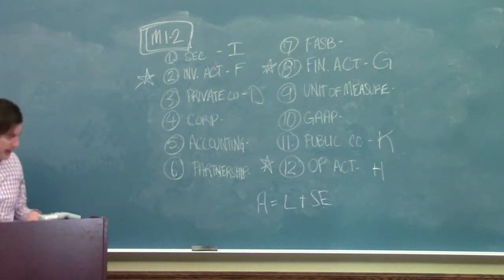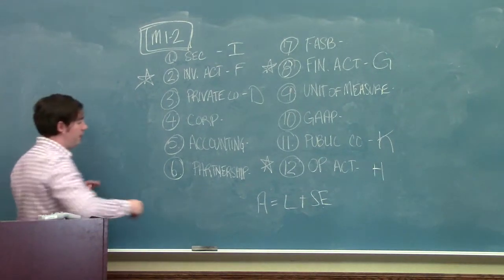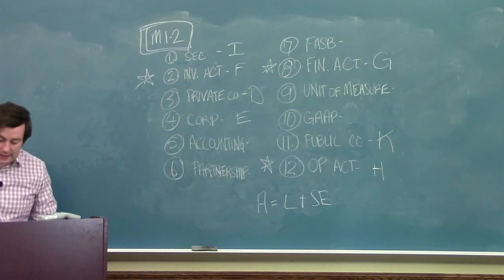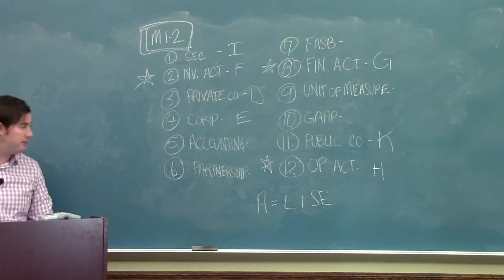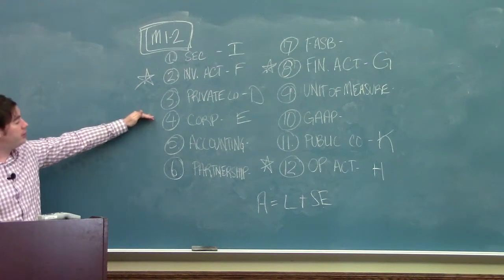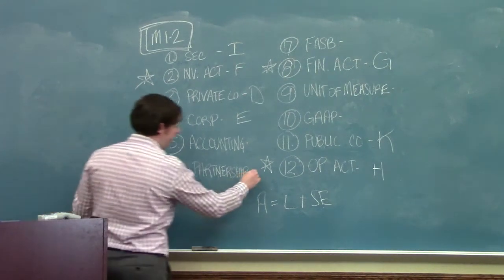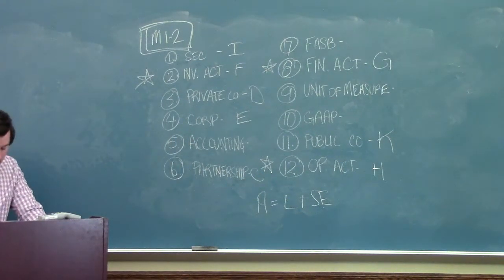All right, next is corporation. Corporation's denoted by letter E. Letter E indicates an incorporated business that issues shares of stock as evidence of an ownership. Let's differentiate corporation from partnership. Partnership is denoted by letter C. And letter C indicates an unincorporated business owned by two or more persons.